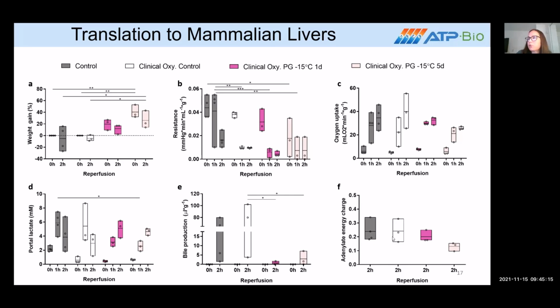And these are controls that were only stored for the clinical limit in rodents anyways, which is 24 hours. Currently, we haven't transplanted these livers, so we don't know transplant success, but certainly promising data in terms of the perfusion metrics. So I actually had much more to talk about and I went way too far.